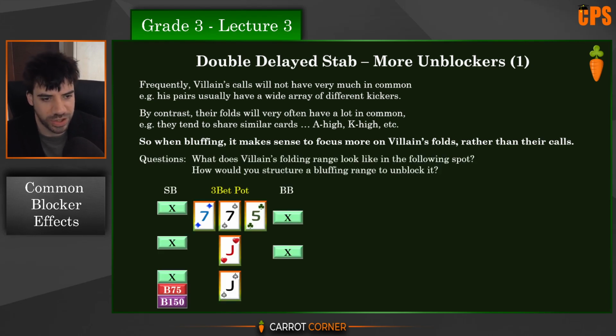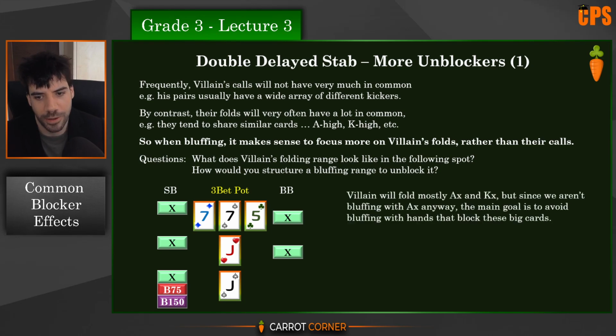Here are some questions. In this spot, where small blind is opened, been 3-bet by big blind's polarized range and called, and then it's checked all the way to the river and small blind has this delayed stab opportunity, what does the big blind's folding range look like if we bet here in the following spot, and how would you structure a bluffing range to try to unblock that to have the best Y factor possible? Pause the video, have a think about it, jot down some answers, and let's go.